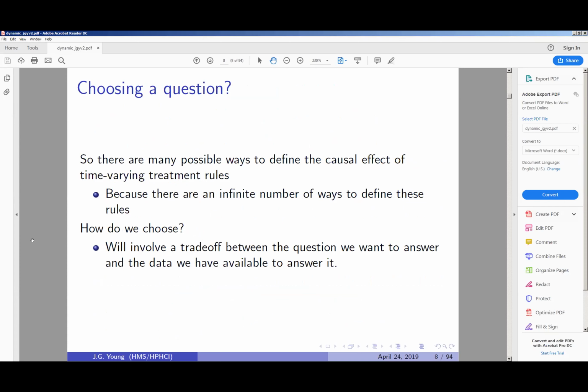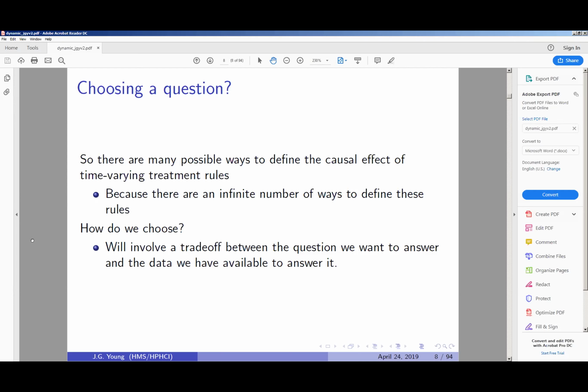So this illustrates that there are many possible ways to define a causal effect of different time-varying treatment rules, even for the same treatment. And this is because there's an infinite number of ways to define these rules. Just given the examples we went through, there's an infinite number of levels of CD4 cell counts. And then when you move to random dynamic regimes, there's an infinite number of treatment probabilities. And then, of course, you could bring in other risk factors like viral load and so on. So there are many ways to define a causal effect, even for the same treatment.